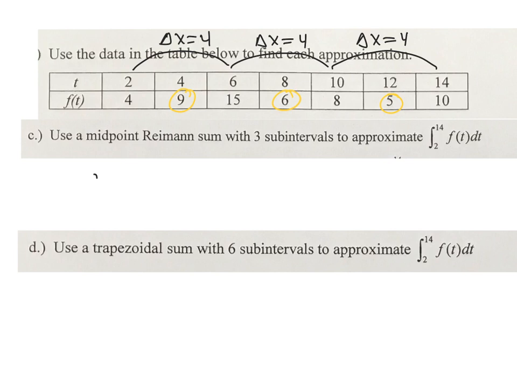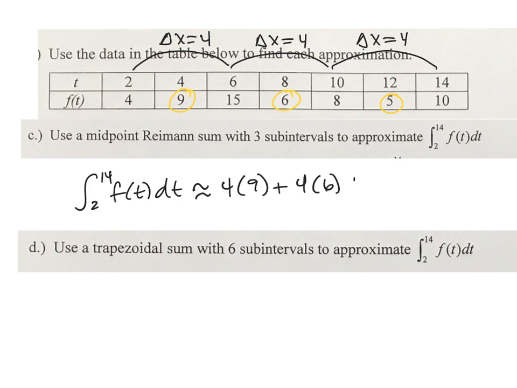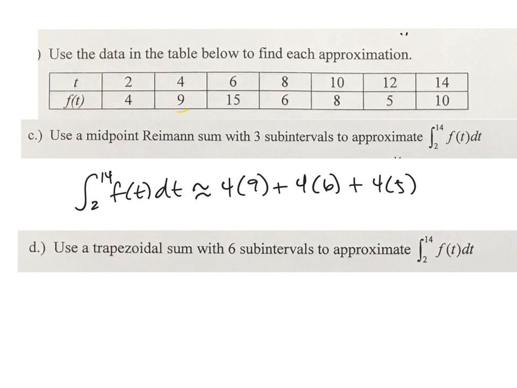So we'll say the integral from 2 to 14 of f of t dt is approximately equal to 4 times 9 plus 4 times 6 plus 4 times 5. And that's it. Okay, for letter D, it says use a trapezoidal sum with 6 subintervals to approximate our integral. So this time we're using 6 intervals. So let me erase this. And we've got 1, 2, 3, 4, 5, 6 intervals.